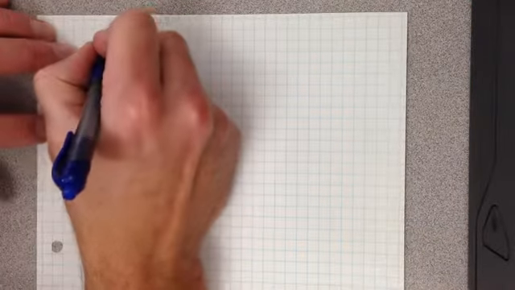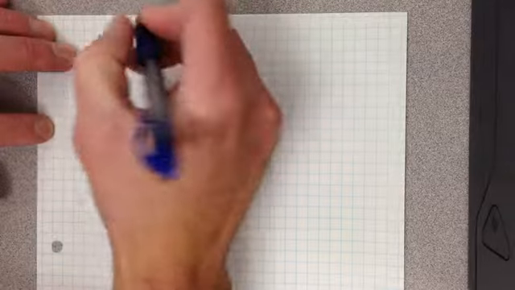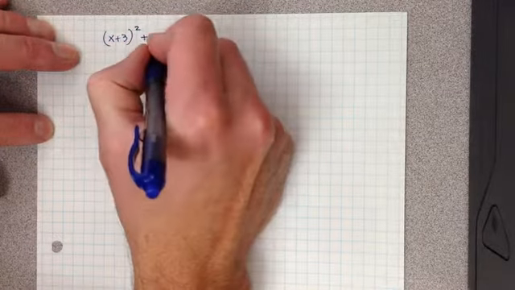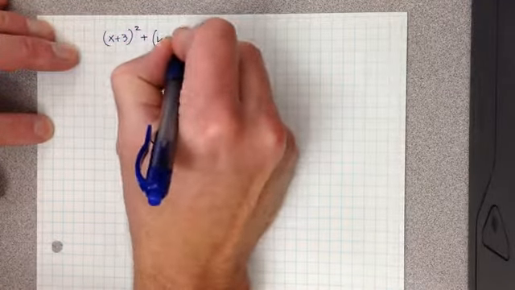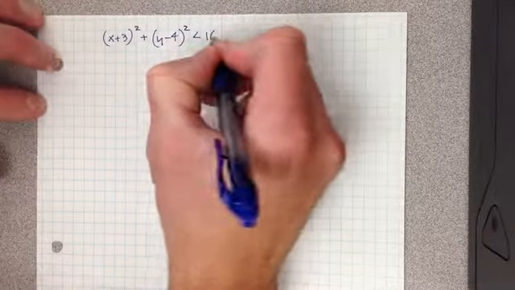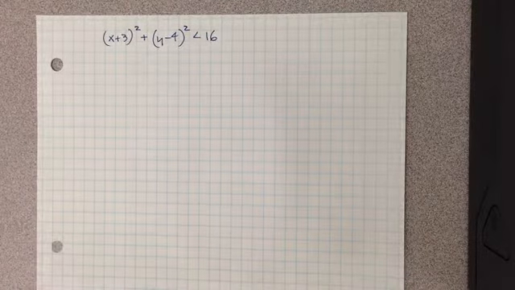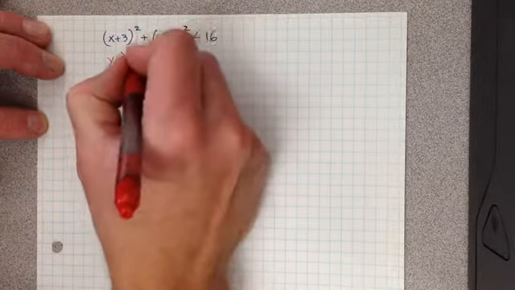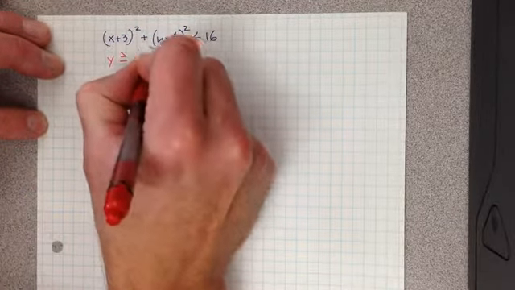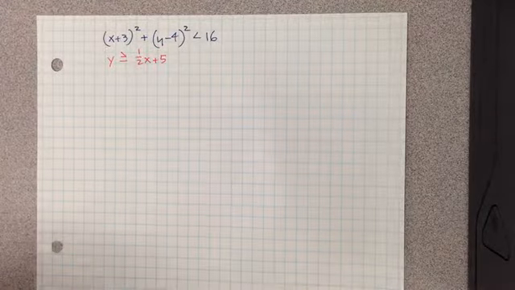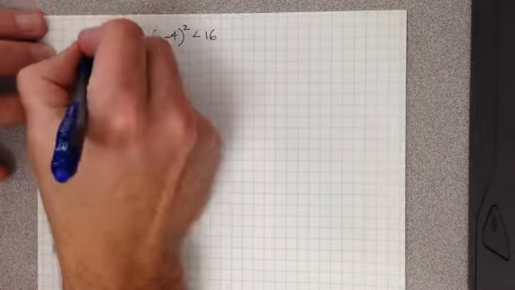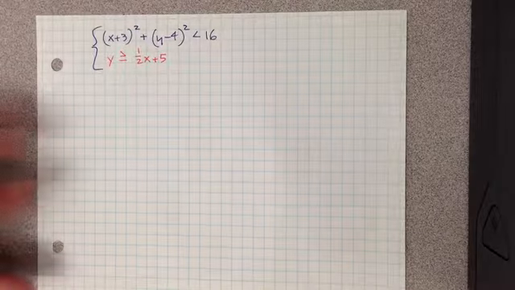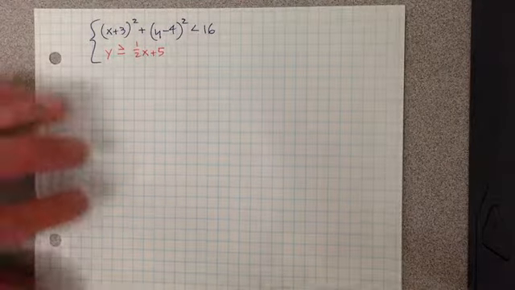This is fantastic. All right, how about we look at (x + 3)² + (y − 4)² < 16. There's a blue one, and I will change this color to y ≥ (1/2)x + 5. There is my system of inequalities. We are going to graph these and look to see where the shading overlaps.